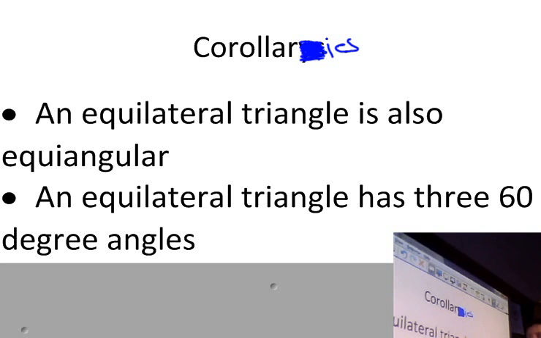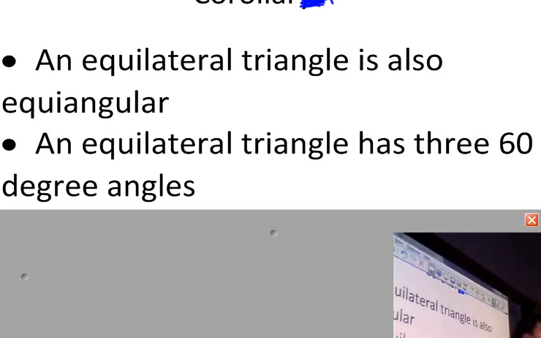Three 60-degree angles. The total has to be 180. 180 has to be divided equally into three parts, so each one is 60 degrees.